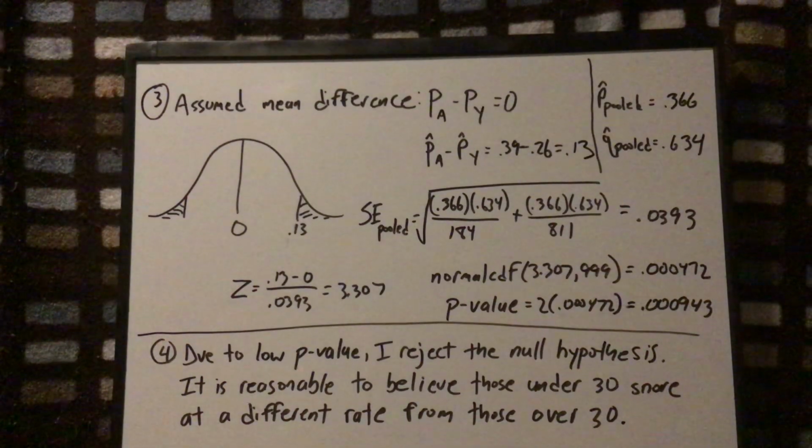And if I reject the null, I go with the alternative. The alternative was that those over 30 and those under 30 snore at a different rate. So this is a full out two proportion test. The major differences from the one proportion test are the null hypothesis being the two subtracted to be 0, and the need to calculate that p hat pooled and q hat pooled.